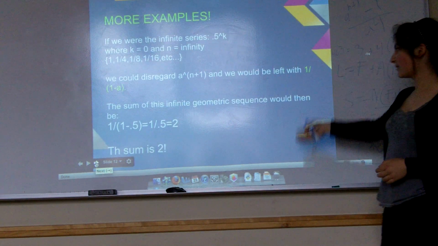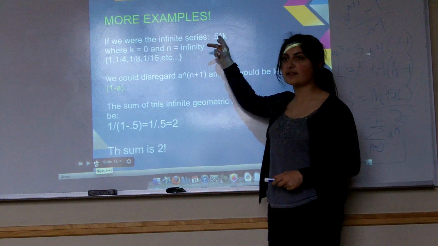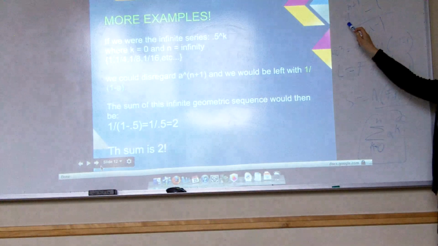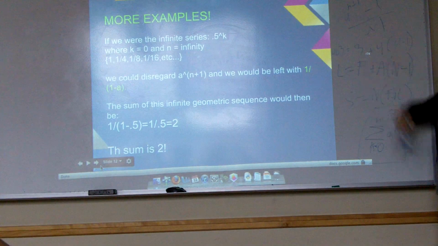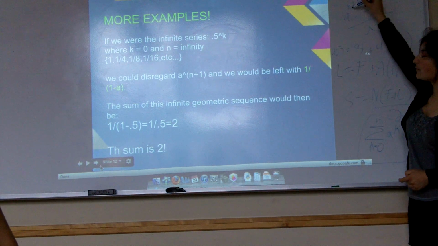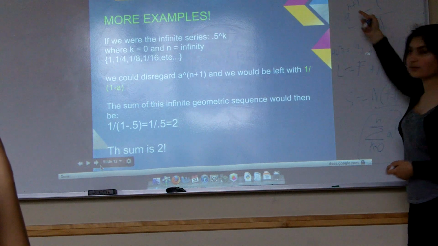So this is another example. But here, we have 0.5 to the k. Now, if you look at this equation, 0.5 would be a, right? And the higher the power you raise it to, since this is an infinite series, it'll get smaller and smaller and smaller. So we can disregard it because really it will be 0.